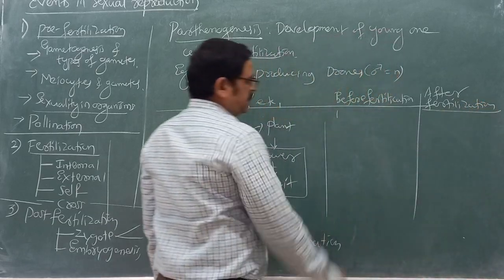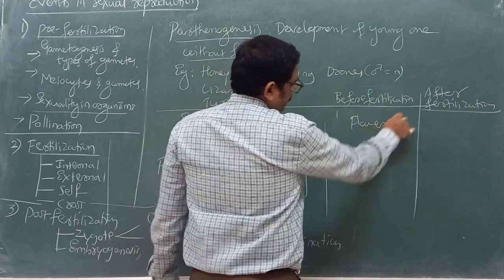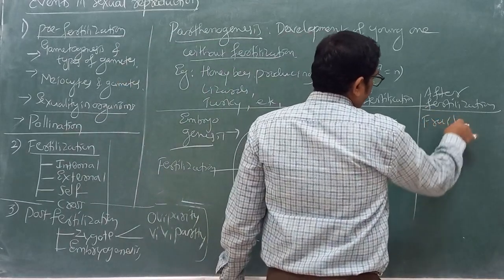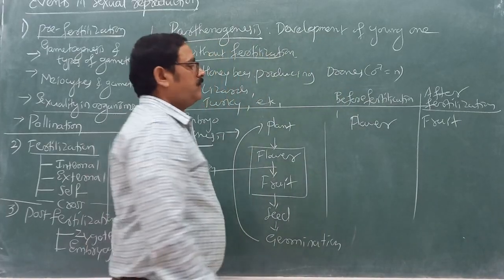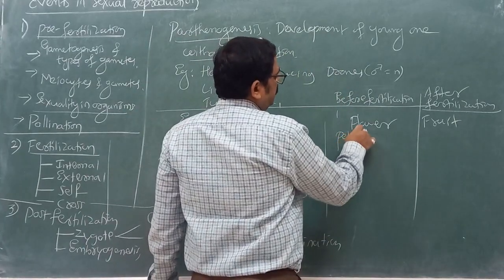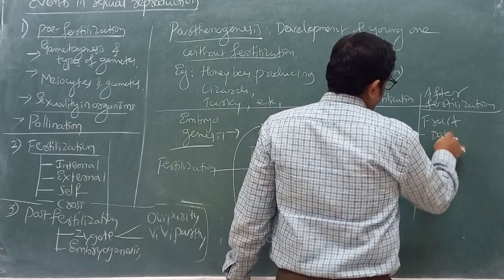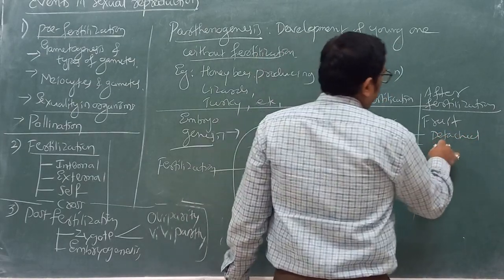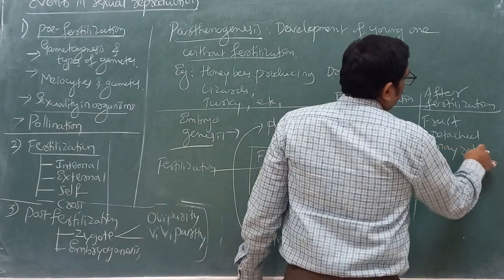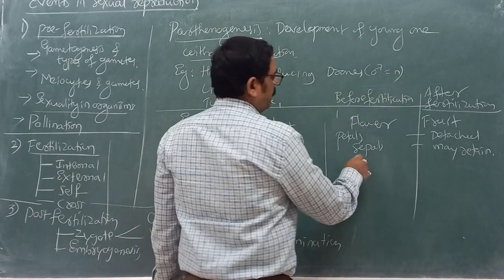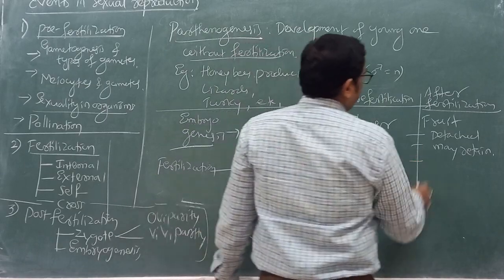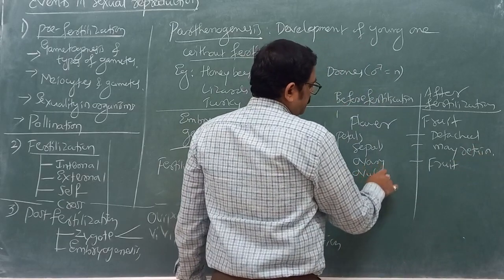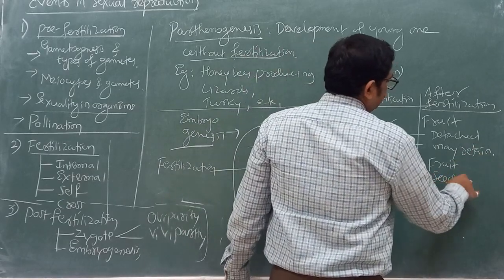What are the changes? A flower before fertilization, after fertilization, what is it going to become? It is going to become a fruit. Okay? So petals detach. Sepals may retain. Okay, the ovary, yes, that itself is going to become the fruit. Ovules are going to become the seeds.